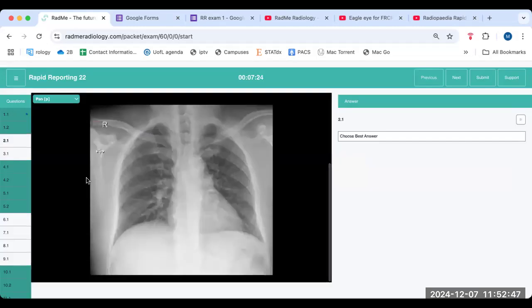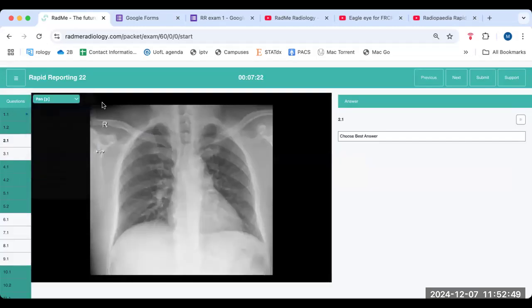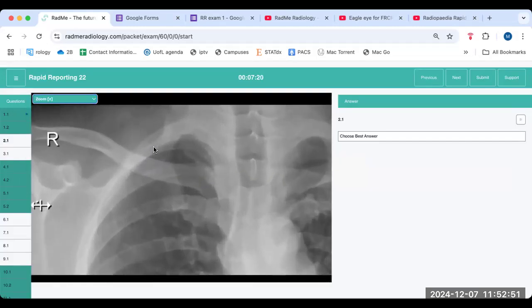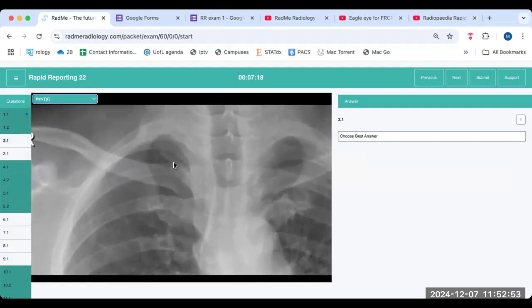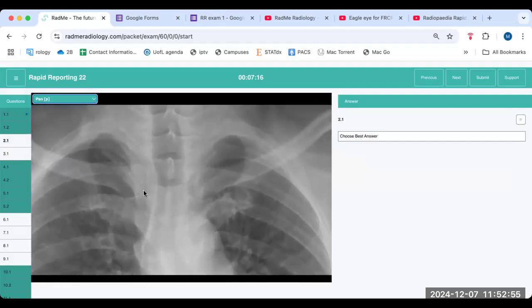This one, I will zoom only for the apices because most of the time we miss the pneumothorax. And what are the signs for pneumothorax? You have to see a visceral pleural line, and this line should be curved at the apex. Okay?